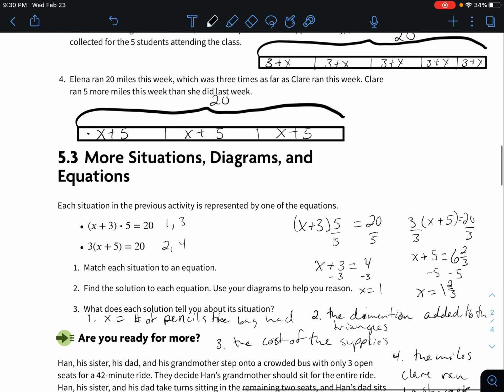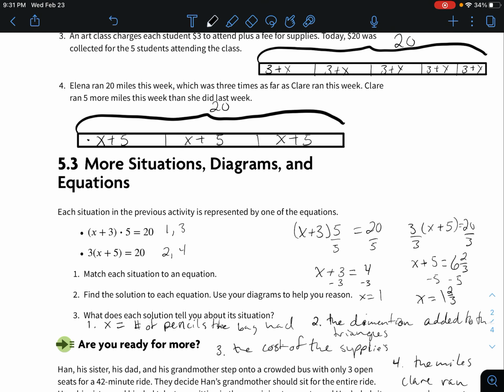Okay, and when you go ahead and solve those equations, for the X plus 3 times 5 equals 20, you divide by 5 to get rid of the parentheses. So now X plus 3 equals 4. So that would mean that X has to equal 1. Okay, the next one. So 3 times X plus 5 equals 20. First step, we need to undo the parentheses, so we divide both sides by 3. You're left with X plus 5 equals 6 and 2/3. You're going to minus 5 from both sides, and then what you get left with is about 1 and 2/3.